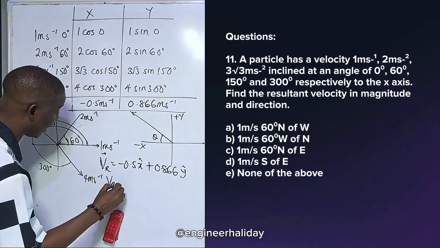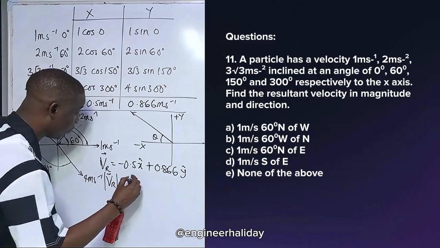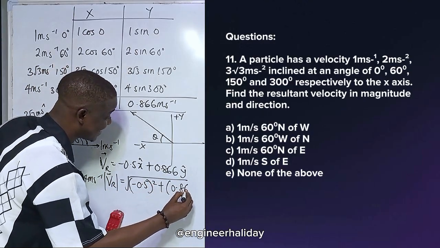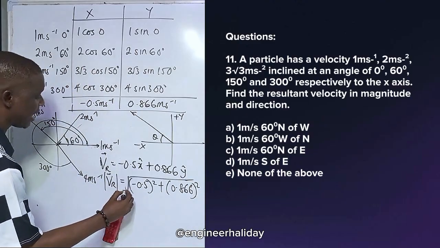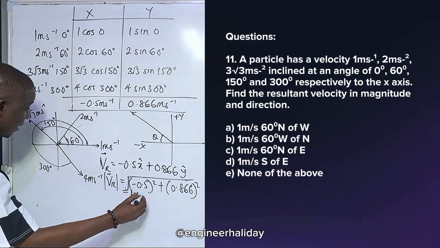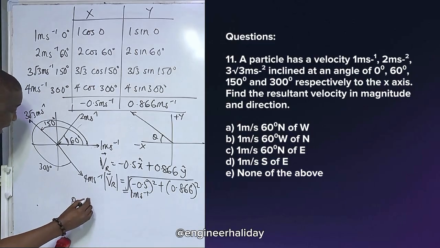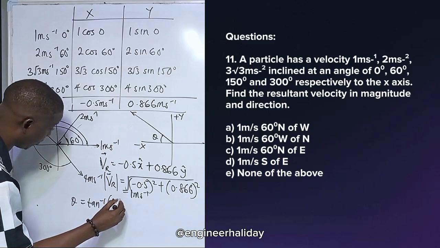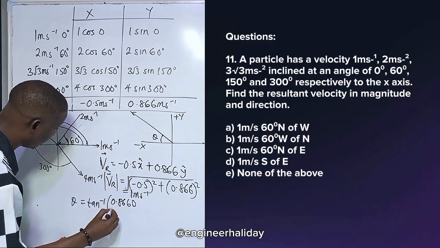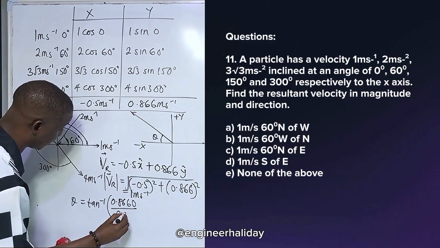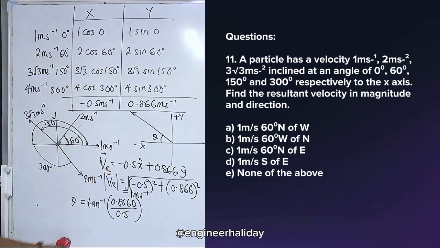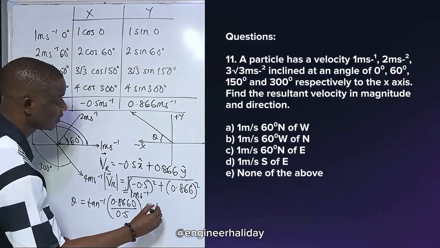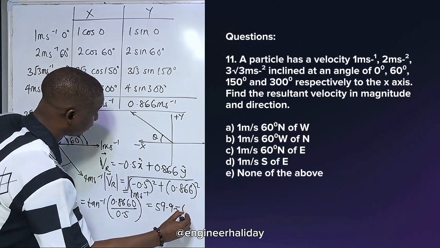So what about the resultant in magnitude? That is the square root of minus 0.5 squared plus 0.866 squared. What do we have there? 1 approximately. So what about our theta? An inverse tan of the y component, 0.866, over the x component, 0.5. Let's forget about the minus because we are using it to detect our quadrant. That is 59.99, approximately 60 degrees.